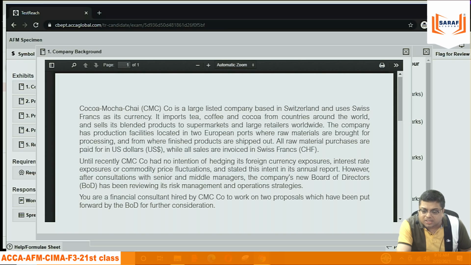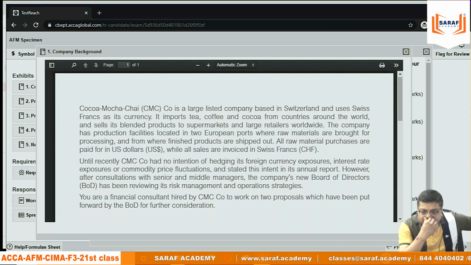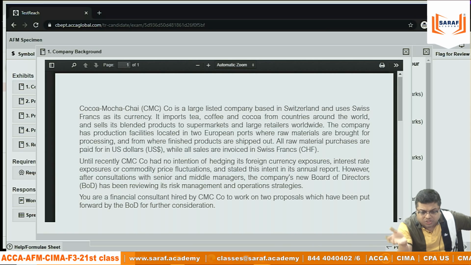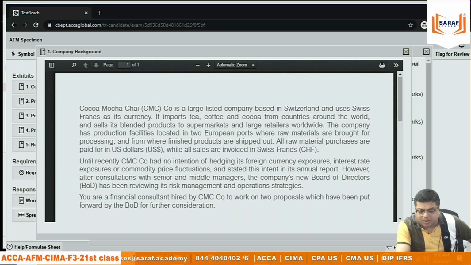The company has production facilities in two European ports. So they are importing from different countries, but then they are paying in dollar only. No intention of hedging. Presently, we are not doing hedging. Interest rate exposures or commodity price fluctuations. Neither interest rate, neither foreign exchange, neither commodity price. We are not doing any hedging. And he stated this intent is in its annual report. या हमने board of directors report, annual report, maybe we have said this many times.